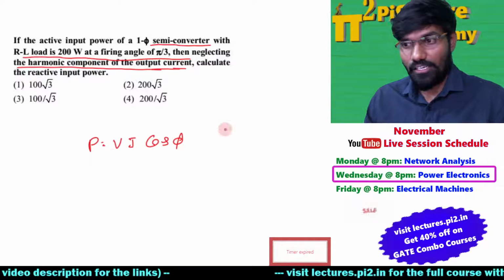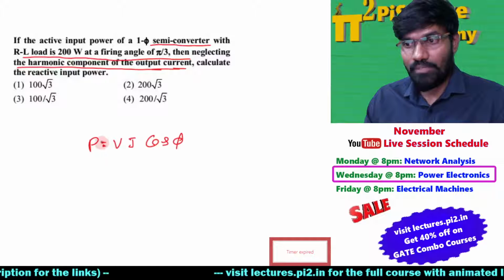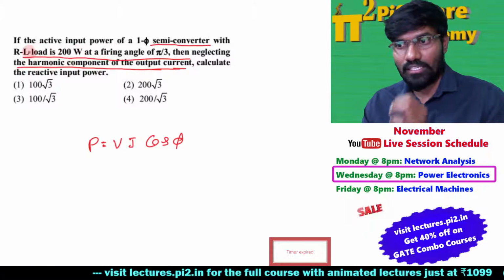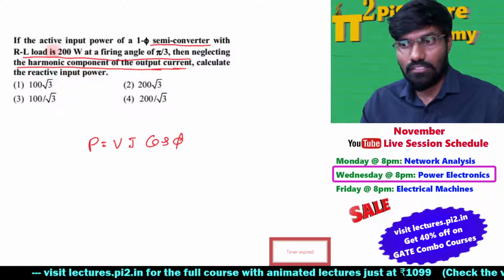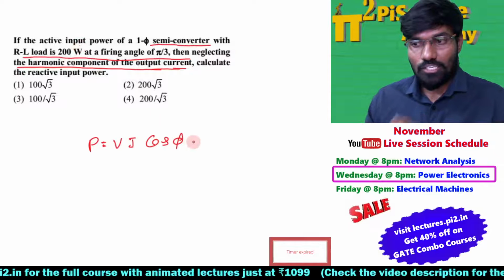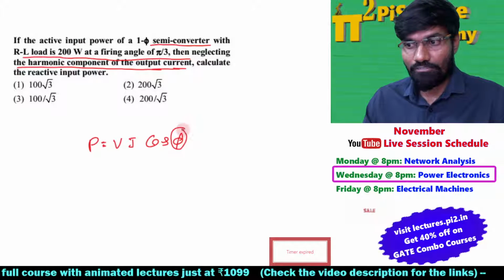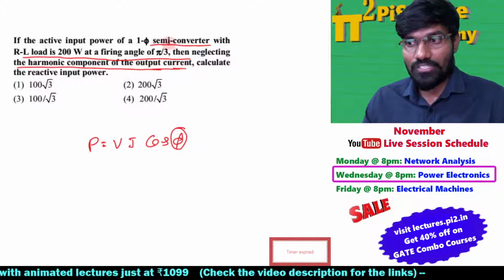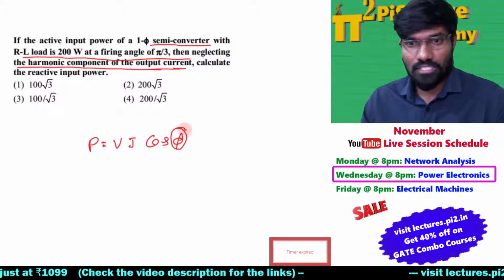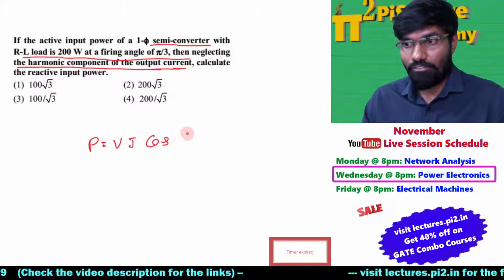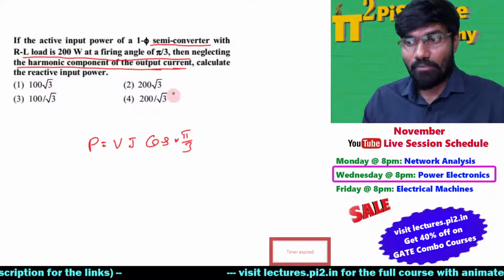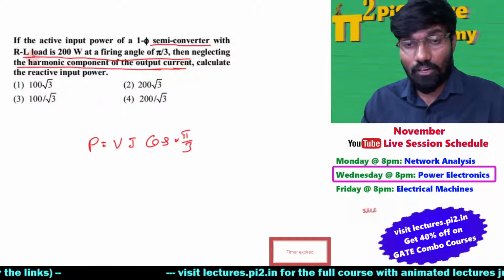Okay. Now, I'm considering continuous conduction mode, since an RL load is given. So I can consider alpha as phi, because in continuous conduction mode alpha and phi both are the same. So phi is not 90 degrees, it is pi by 3. RL load, not L load.